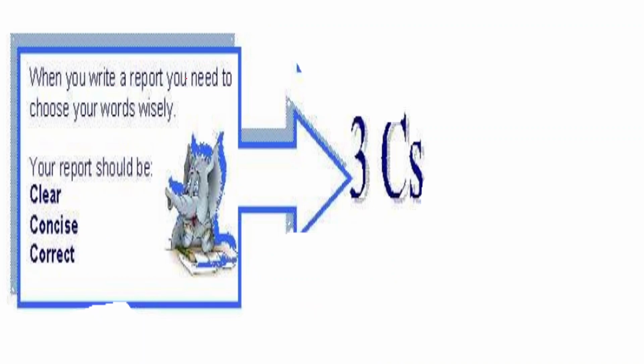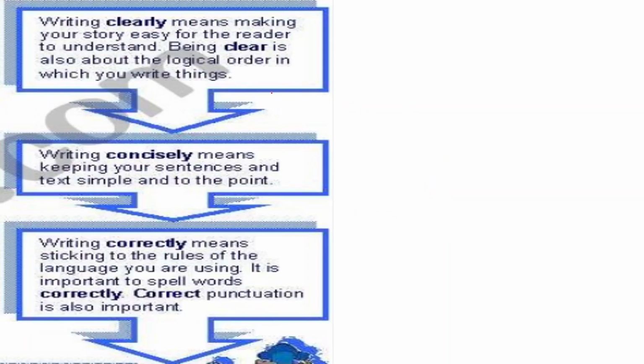When you write a report, you need to choose your words wisely. Your report should be clear, concise, and correct. These 3 C's we should give special attention. The content should be clear, concise, and correct. What is the meaning of clear here?